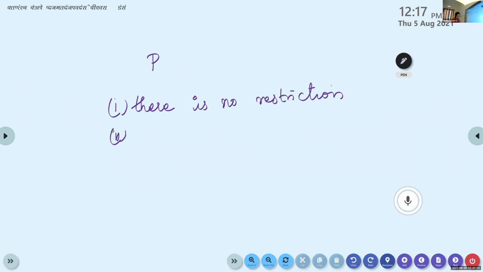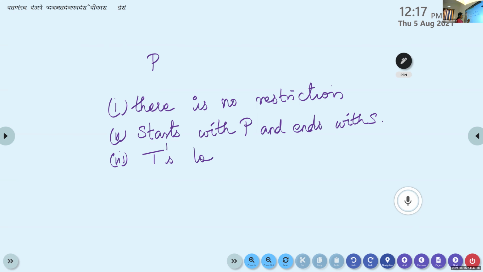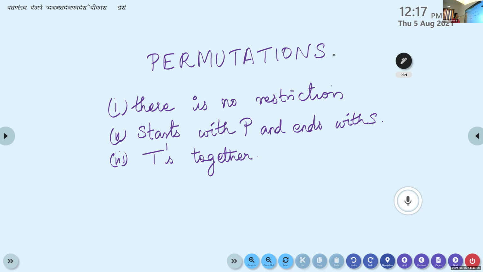Second one, starts with P and ends with S. Third one, the T's together.